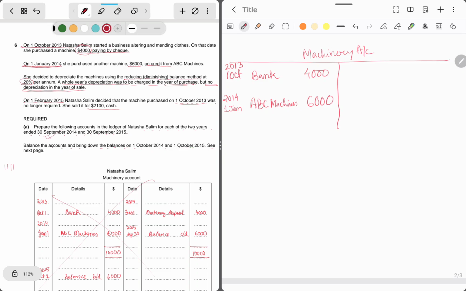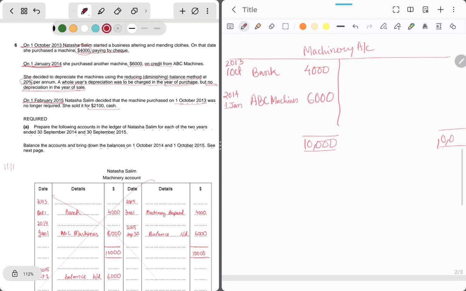Okay, is there anything that is happening within this accounting period, like from 1 October till 30th September, right? We close the books of accounts on 30th of September. So till 30th September 2014, is there any sale? No, it is on 1 February, so no problem. Now we are going to close the machinery account. 6 plus 4, this is our 10,000. Close the books for the year, 10,000.